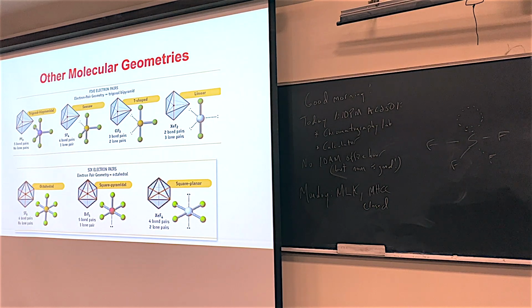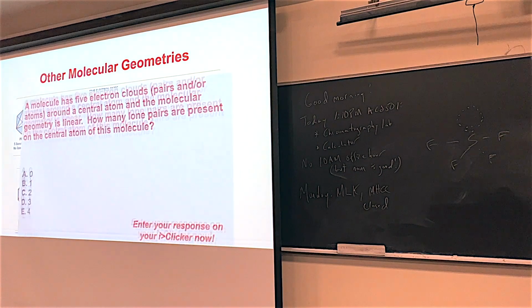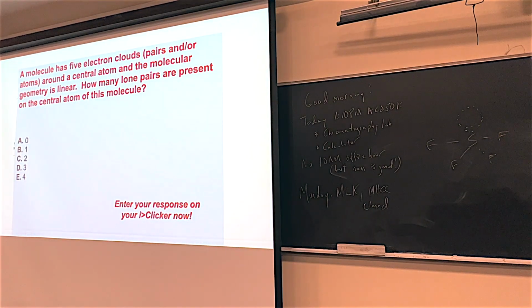Yes, you can go beyond the octahedral, but we're not going to talk about those in this class. But you will see, especially if you do some research, molybdenum, tungsten, things like this, they make extra kinds of bonds, but more fun than you need on a Friday. So anyway, here's a molecule. It has 5 electron clouds, all right? And they might be pairs of electrons, they might be atoms, but it's around a central atom. The molecular geometry of this thing is linear, all right?